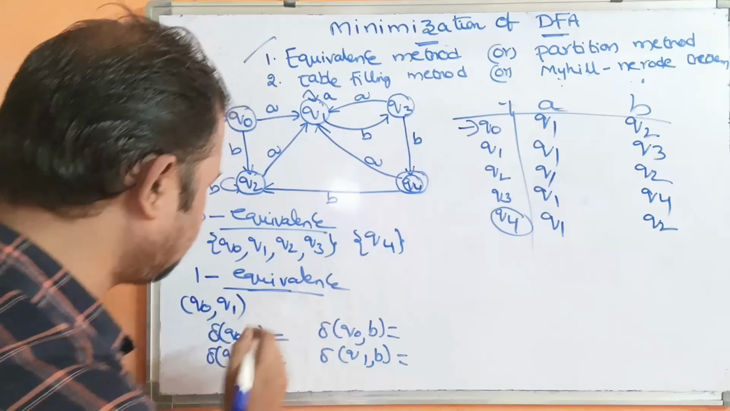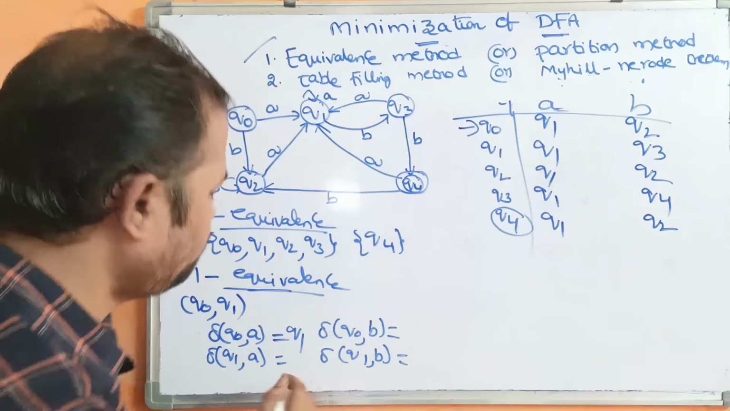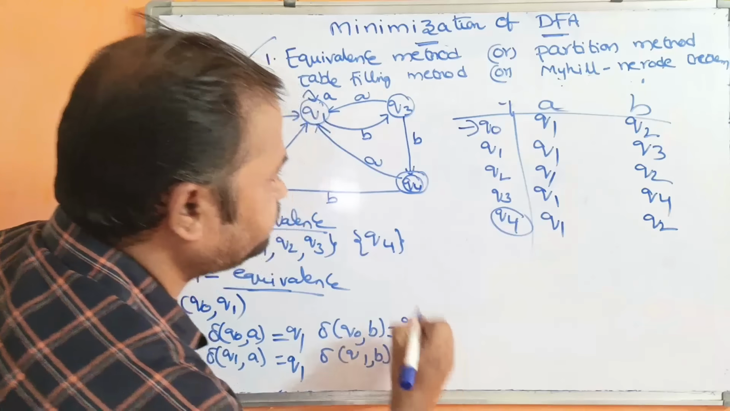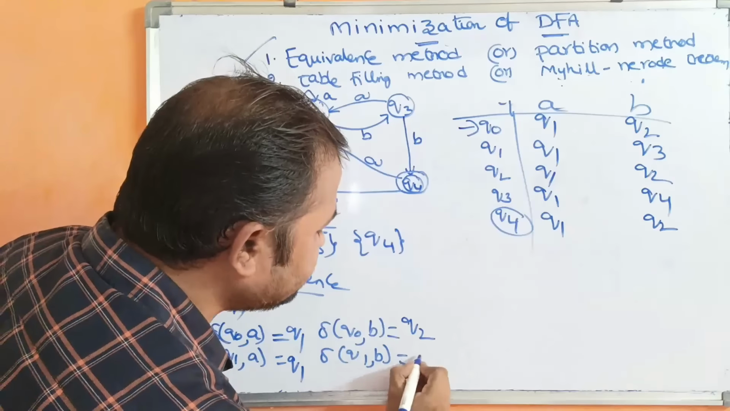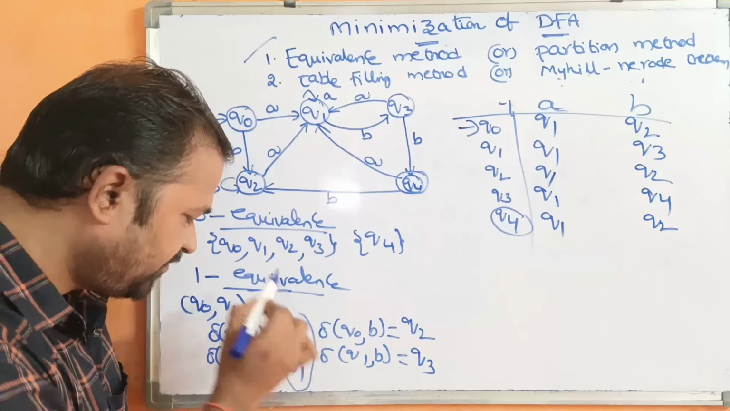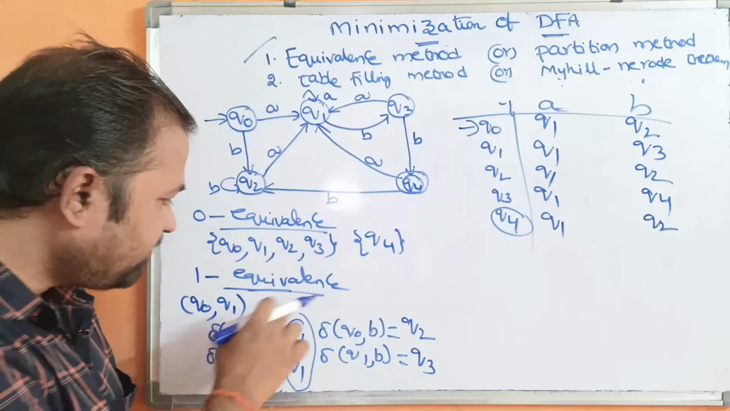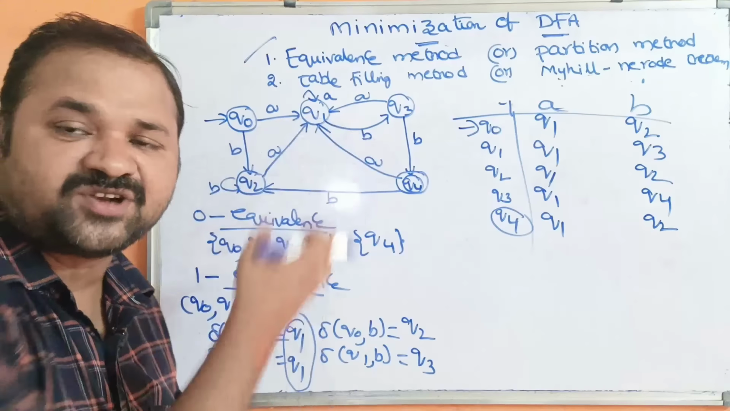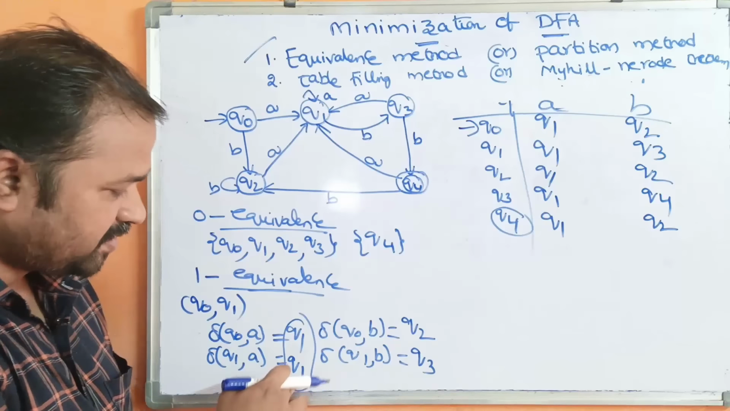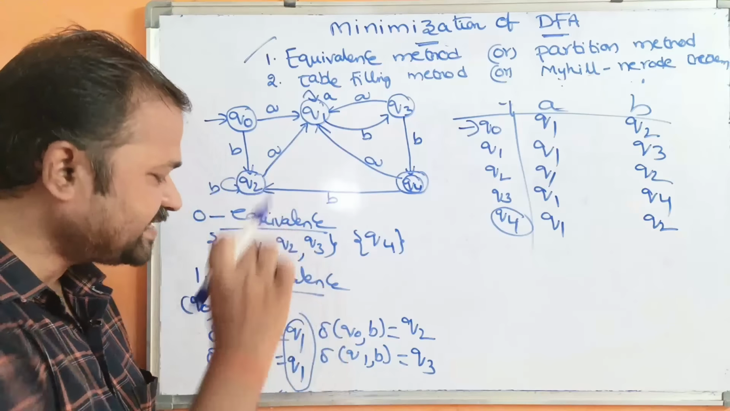Q0 comma A means Q1, Q1 comma A means Q1, Q0 comma B means Q2, Q1 comma B means Q3. After calculation, we have to check whether these two states are present in the same set or not. Here we have calculated one equivalence based on the zero equivalence, so now we check in zero equivalence. Here we got Q1, Q1, which is present in the same set.